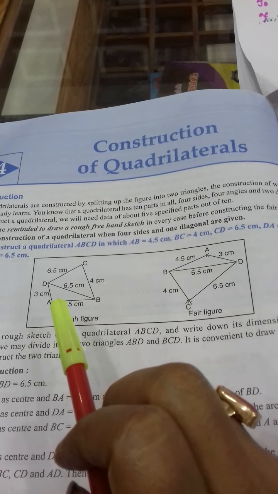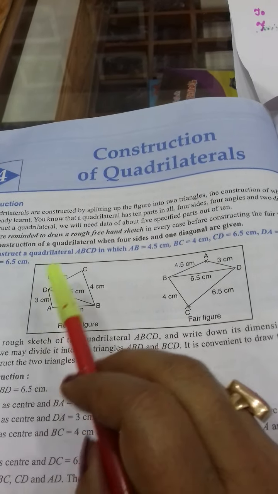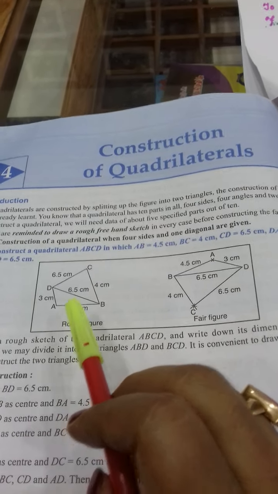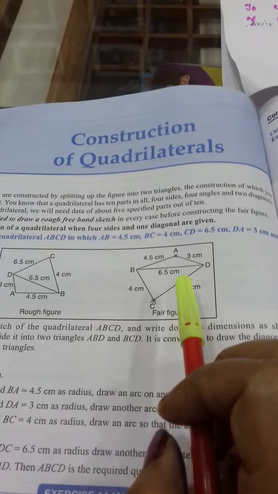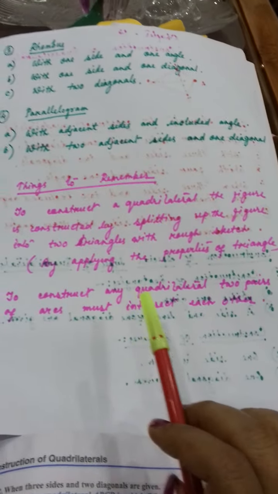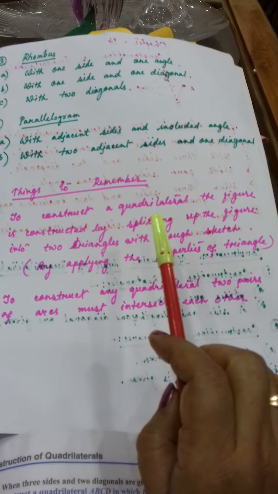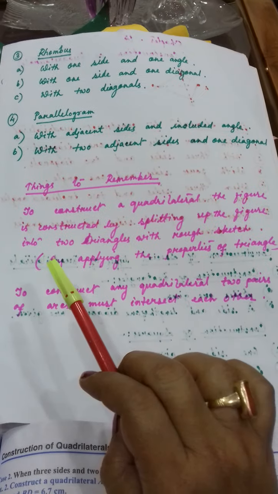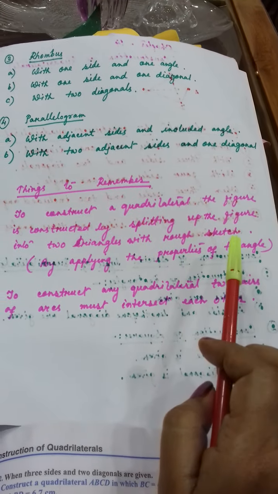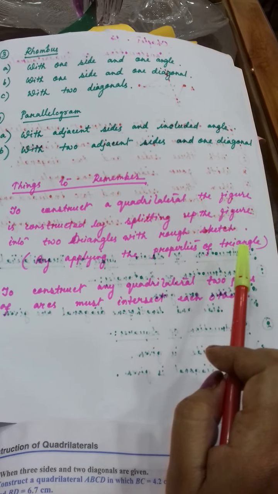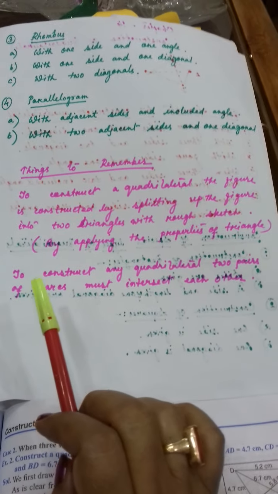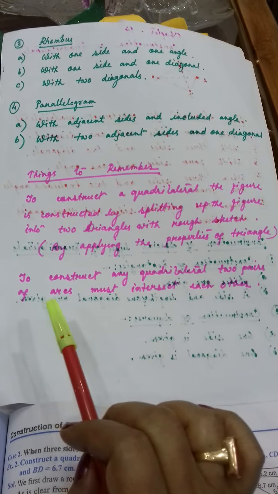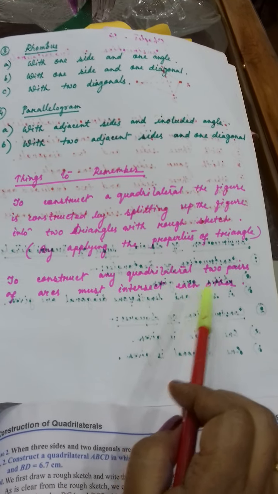Now, after drawing the rough sketch, when you are sure that yes, the quadrilateral can be constructed, then only you can start with the construction. Here I have written, to construct a quadrilateral, the figure is constructed by splitting up the figure into two triangles with a rough sketch, by applying the properties of triangles. And another important point: to construct any quadrilateral, two pairs of arcs must intersect each other.